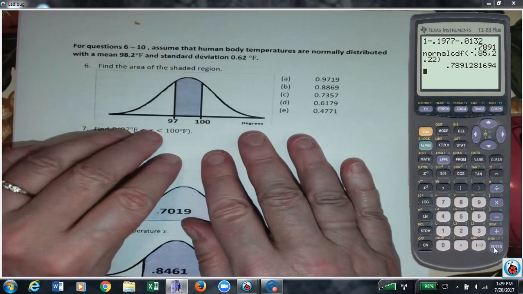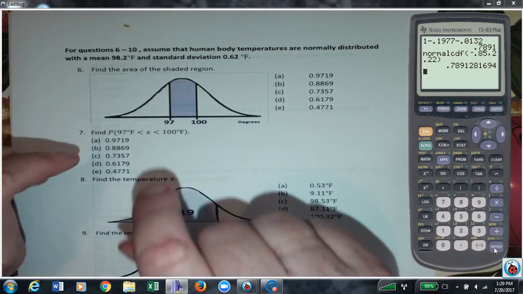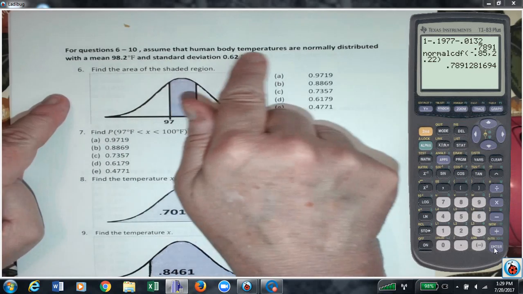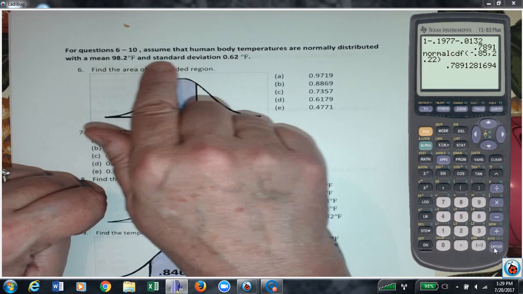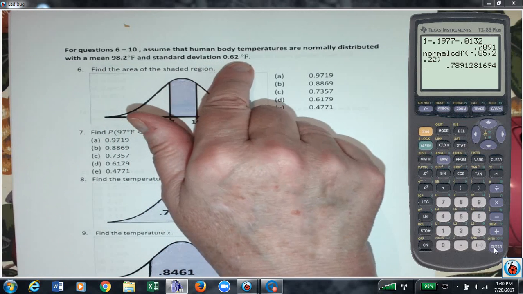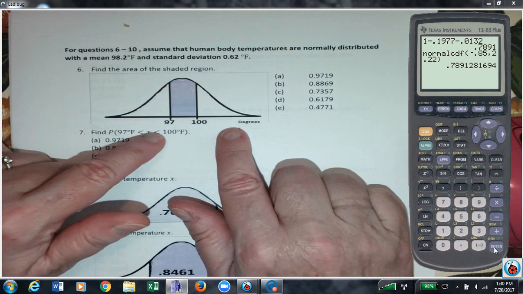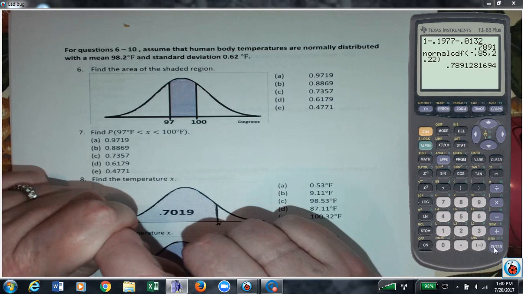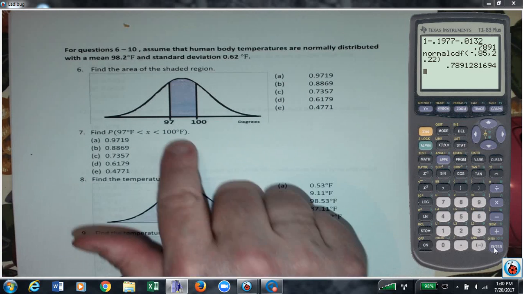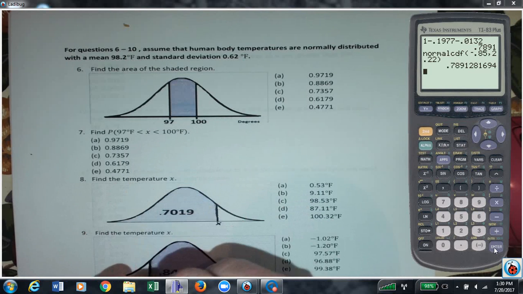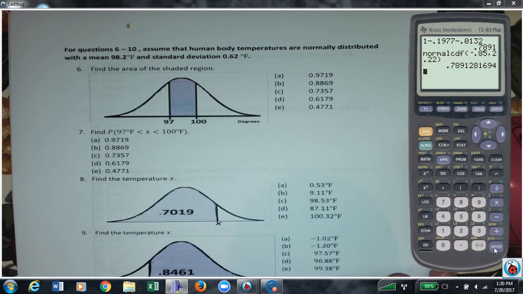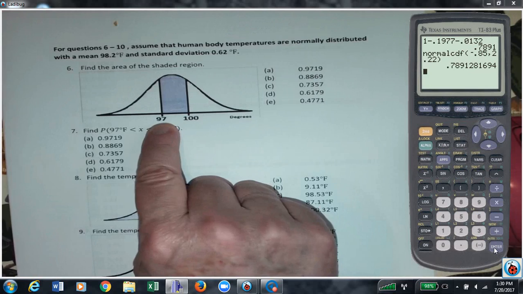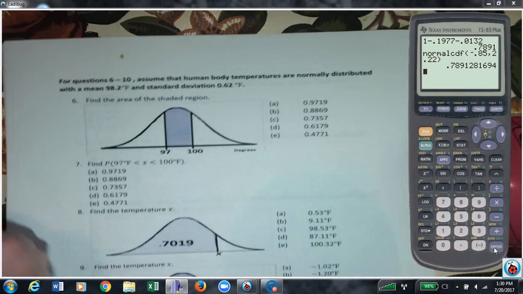All right, now we're on this part. Assume that the human body temperatures are normally distributed with a mean of 98.2 degrees Fahrenheit and a standard deviation of 0.62 degrees Fahrenheit. So what we have here are raw scores. And first thing we have to do is convert the raw scores into z-scores. And once the raw scores are converted into z-scores, then everything gets solved like it was on the first page.